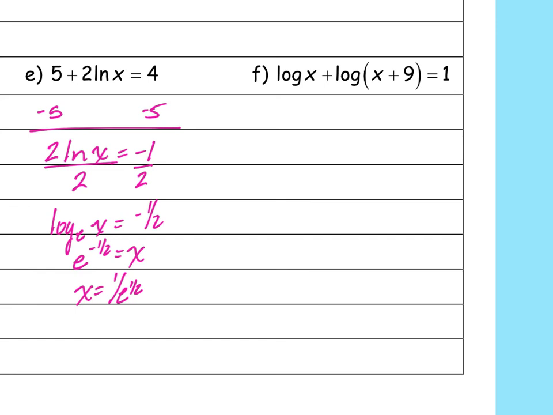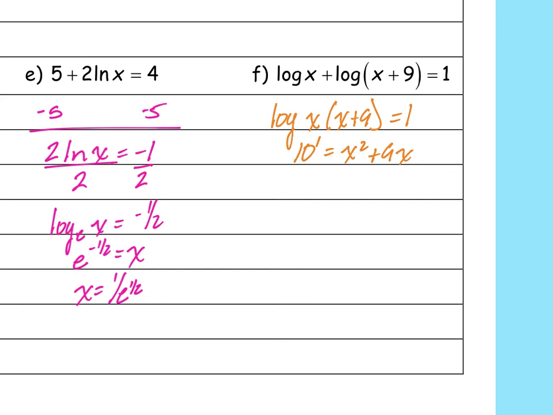Okay. And then the last question has 2 logarithms. So I want to combine those down or squish them down into 1 logarithm. So I've got log base 10, or no base there, x times x plus 9 equals 1. So now I can switch it to an exponential, so because it's base 10, it'll be 10 to the first power equals x squared plus 9x. I just went ahead and distributed that x through.